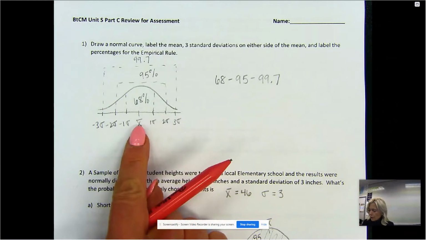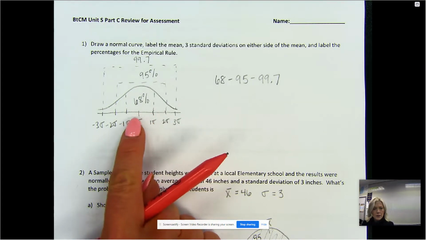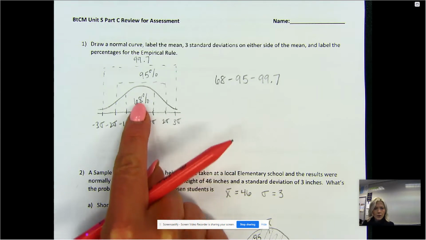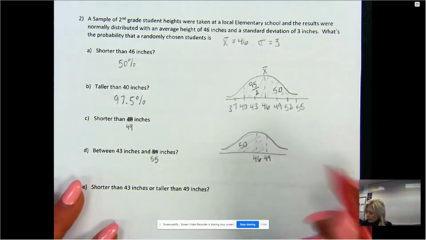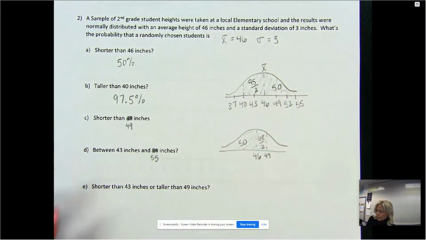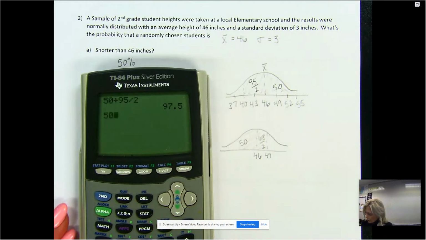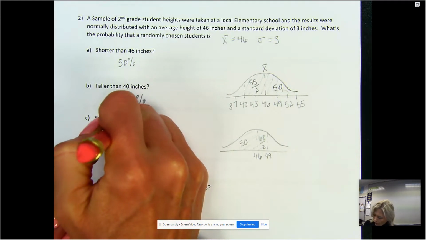This part right here is half of our first section, half of 68, because it's plus 1 standard deviation only from the mean. And so right in the middle of this will be half on each side. So I can assume this piece right here is 68 divided by 2. Okay, so we're adding together 50 plus 68 divided by 2, and we get 84. So C is 84%.